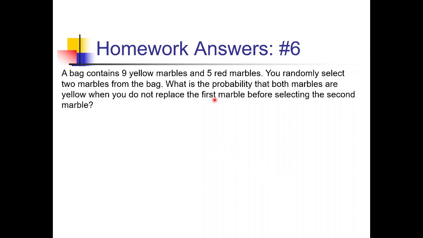On this problem, we have a bag containing 9 yellow marbles and 5 red marbles. We randomly pick 2 marbles from the bag. What's the probability both are yellow when you do not replace the first marble before selecting the second marble? So we're looking for the probability of yellow and yellow. Since it's an "and" sort of probability, we need to think about independent versus dependent. Since I'm not putting the marbles back, what I get on the first draw is going to affect what I can get on the second draw. At the very least, it'll affect how many marbles there are to choose from. It also might affect the ones that I'm looking for.